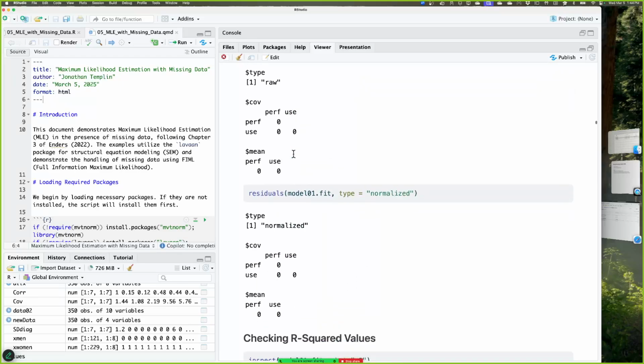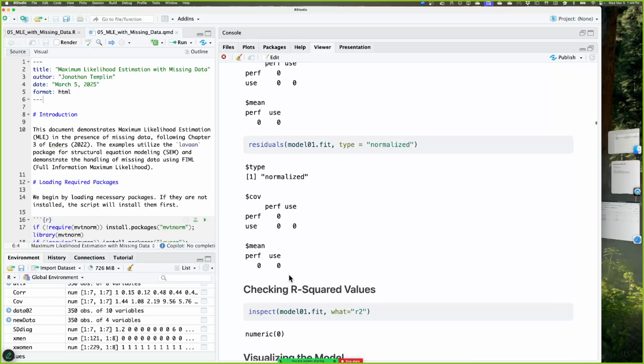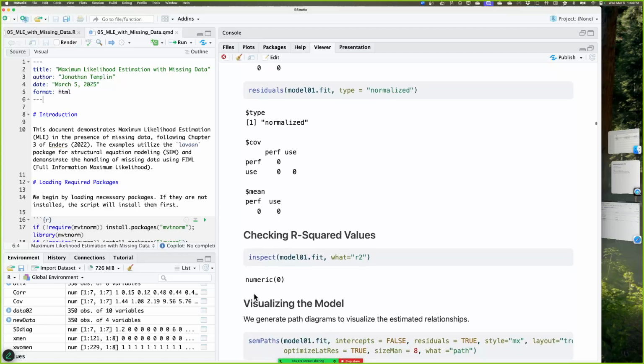So to put them on a common metric, there's a normalized residual. Again, we don't have any because we have no residuals at all. We perfectly fit the model, but that's where normalized comes in. And then our R squared values. If you wanted to know what R squared is here, we should see a zero R squared because we're not predicting anything. And that's right, what we have. Okay, so there's our first model with lavaan.